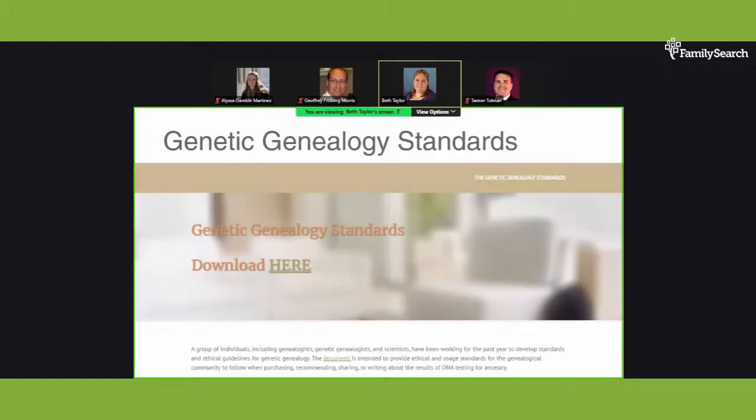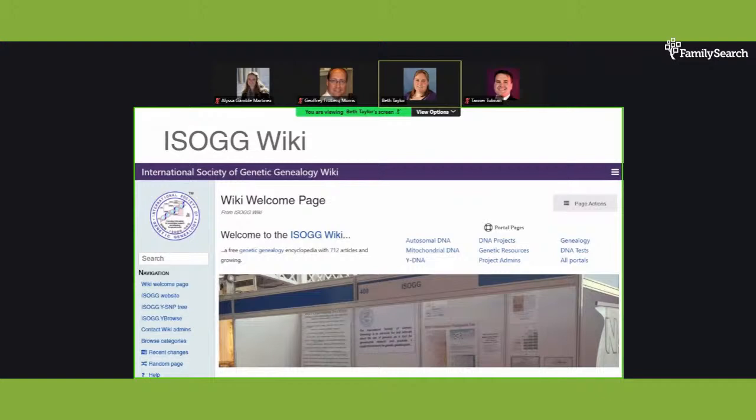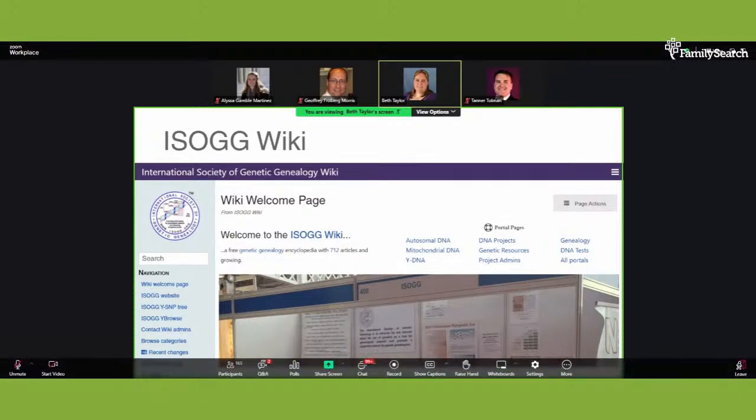For those who want to do genetic genealogy as part of your professional work, I would encourage you to look at the genetic genealogy standards. This link is in your handout. If you want to learn more about DNA, then definitely start with the ISOGG Wiki, the International Society of Genetic Genealogists. This is a great wiki, has a lot of great information.